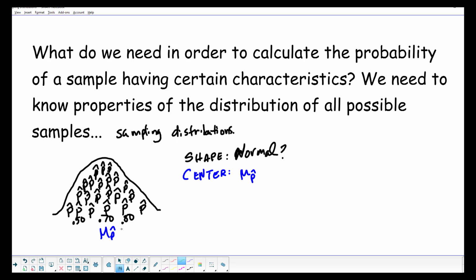But then I also need to know what the spread is like. I know that not everybody is going to say the same thing, so I need to know how much everybody varies from each other. When we look at spread, that means we're going to generally be looking at standard deviation. So what's the sigma sub p hat for all possible samples?